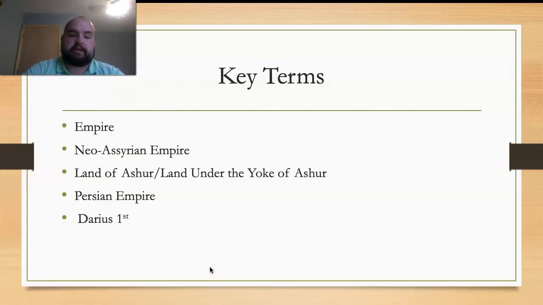Now, again, as always, we'll start off by looking at the key terms you need to keep in mind for today. First, we'll be discussing empire, because of course you can't really talk about an age of empire without knowing what an empire is. We'll look at the Neo-Assyrian Empire. We'll look at their concept of the land of Ashur versus the land under the yoke of Ashur. We'll look at the Persian Empire, and we'll look at one of their most successful leaders, Darius the First.